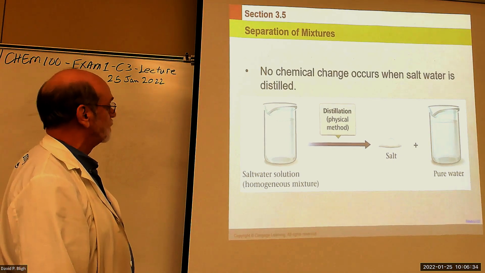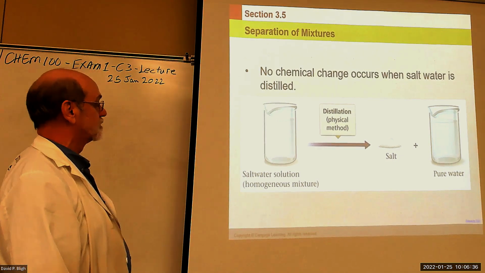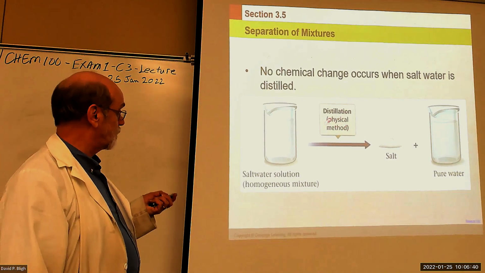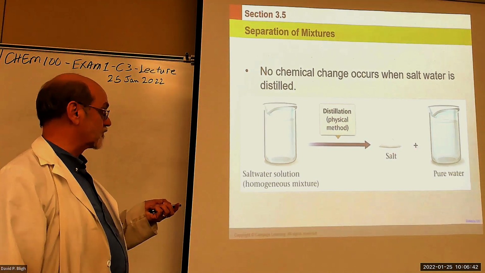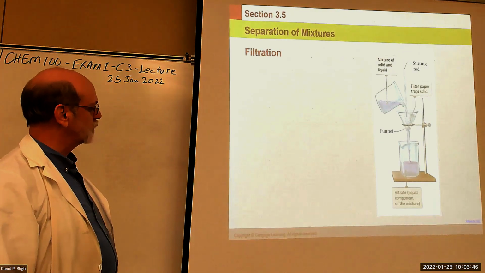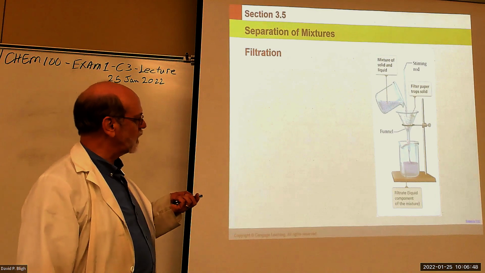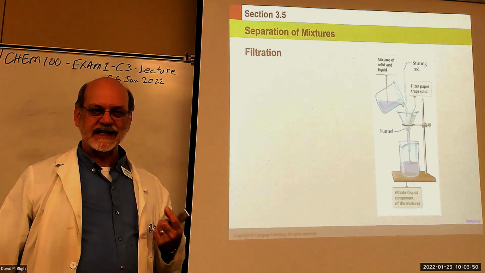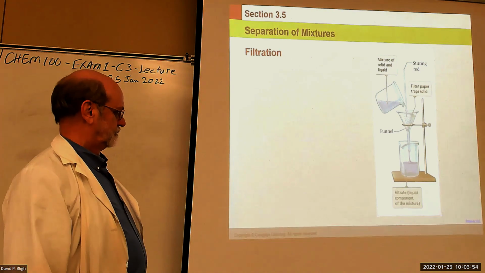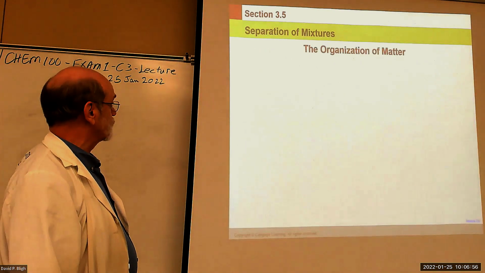No chemical change takes place when you do this separation. Distillation is a physical means of separation. It gives you back your salt and your pure water. There's filtration. You just have to pick the right medium that will retain solids of a certain size. And you can separate that way.